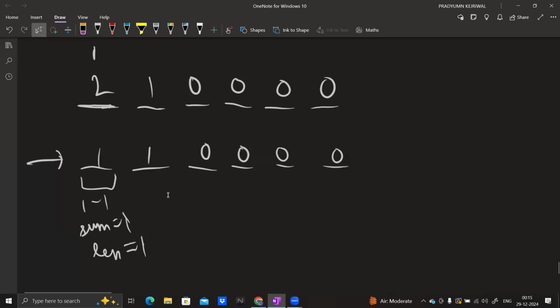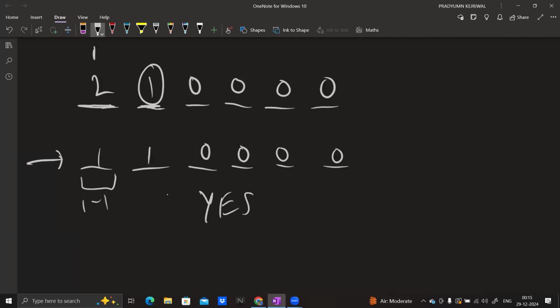I'll repeat. Basically for the L equal to R case, I just check that if that number is 1, then I'll print yes. And if it is 2 or greater, then I'll just print no. I won't even check the sum in that case because it is just one element. So for the L equal to R case, I will just check this array, and if that is 1, then the answer is yes. And if this is 2 or greater than 2, then the answer is no.